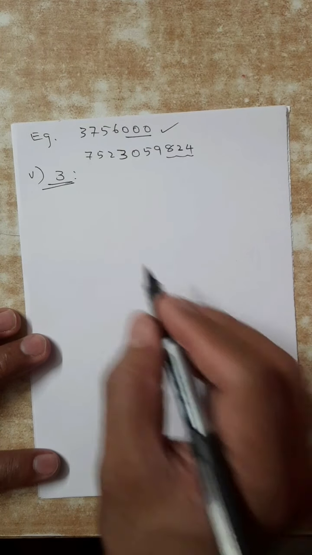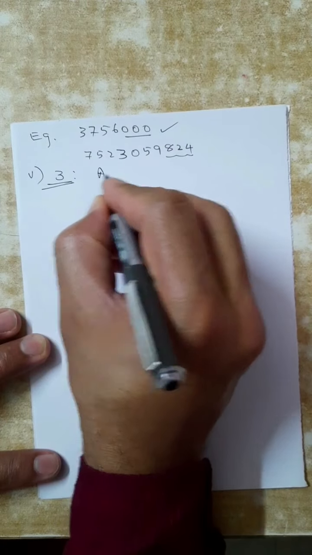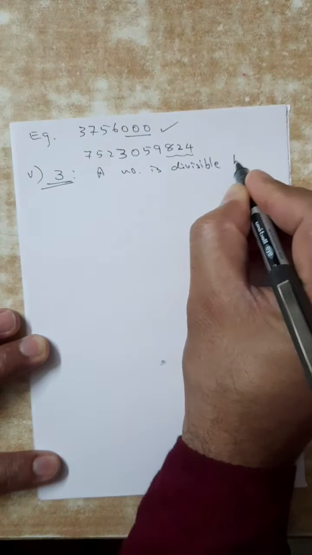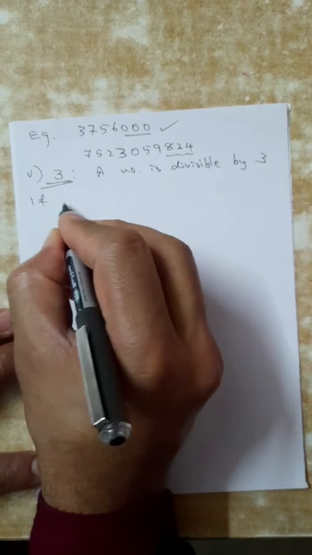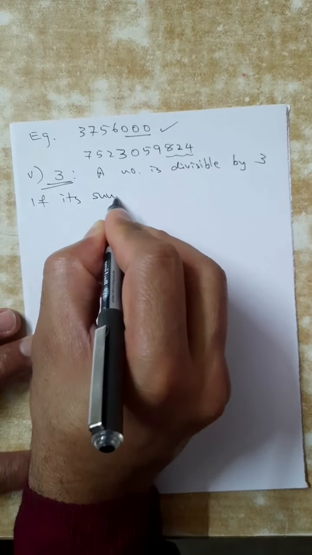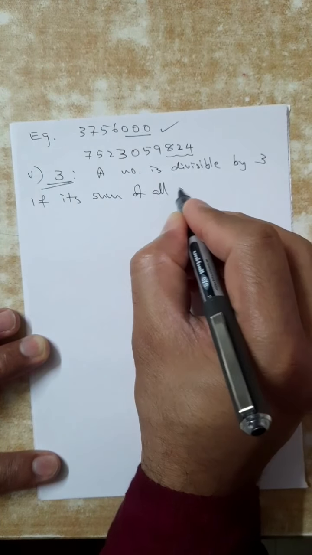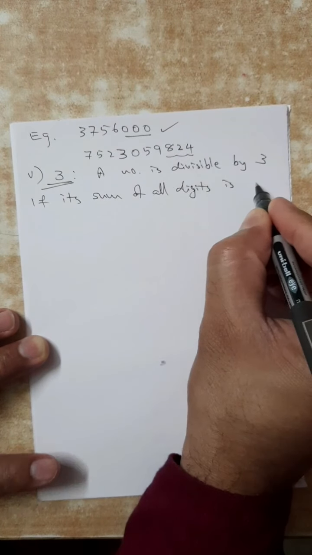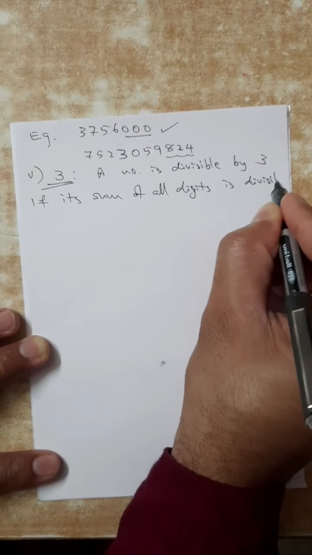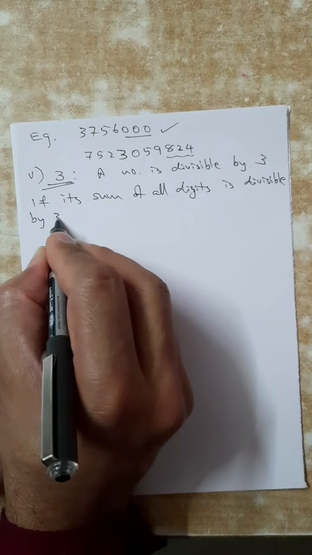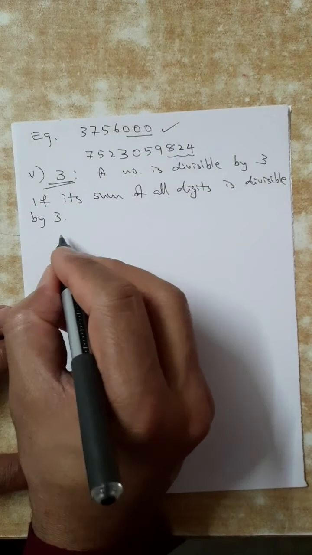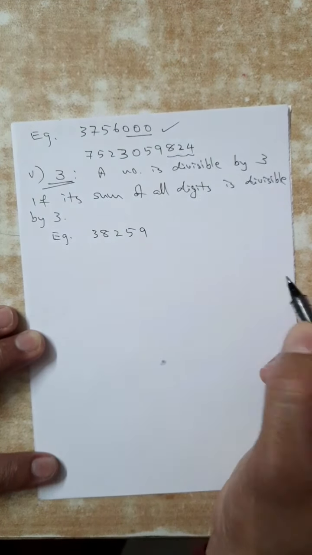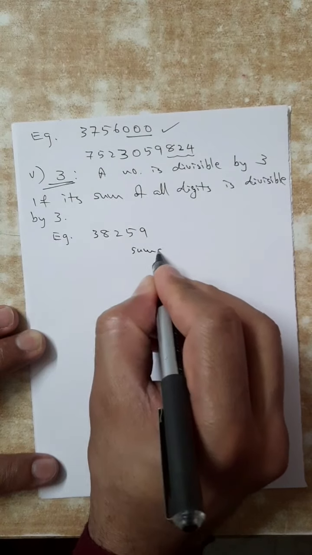What about 3? A number is divisible by 3 if the sum of all its digits is divisible by 3, meaning a multiple of 3. Example: simply find the sum of digits.